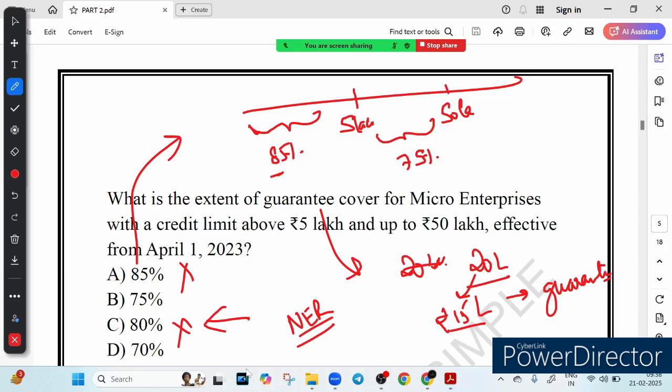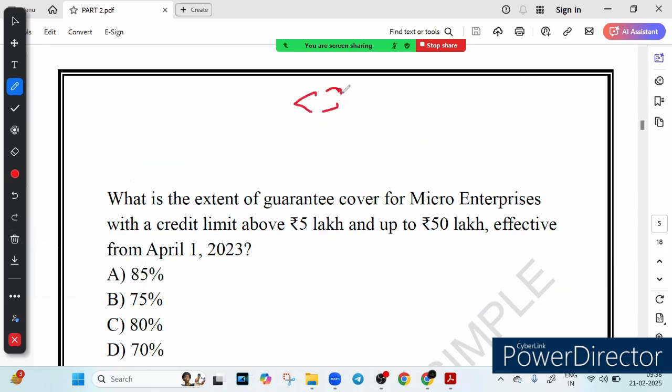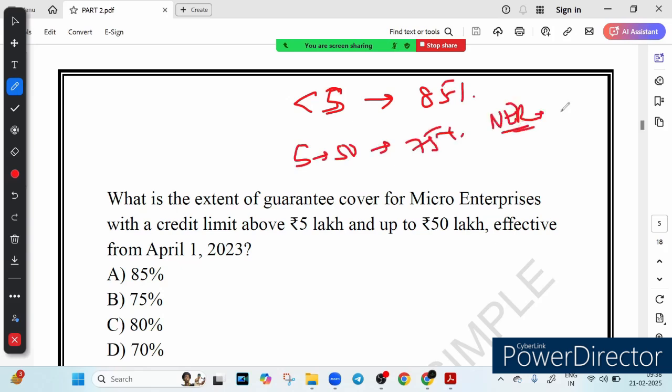So the guarantee cover for a micro enterprise above 5 lakh up to 50 lakh is not 70 but 75%. So what we learned from this question is that up to 5 lakh the guarantee cover is 85%, from 5 to 50 lakh it is 75%, and for MSEs in the northeast region, up to 50 lakh it is 80%, right? This is to remember.